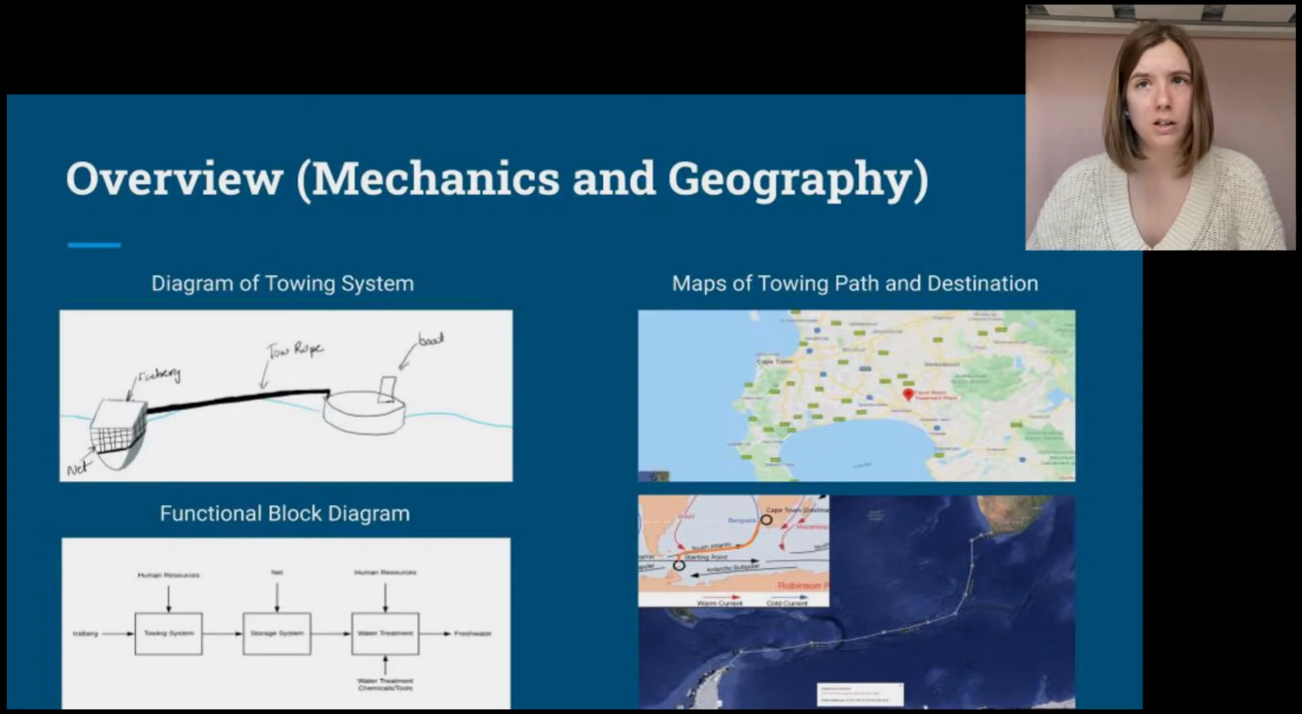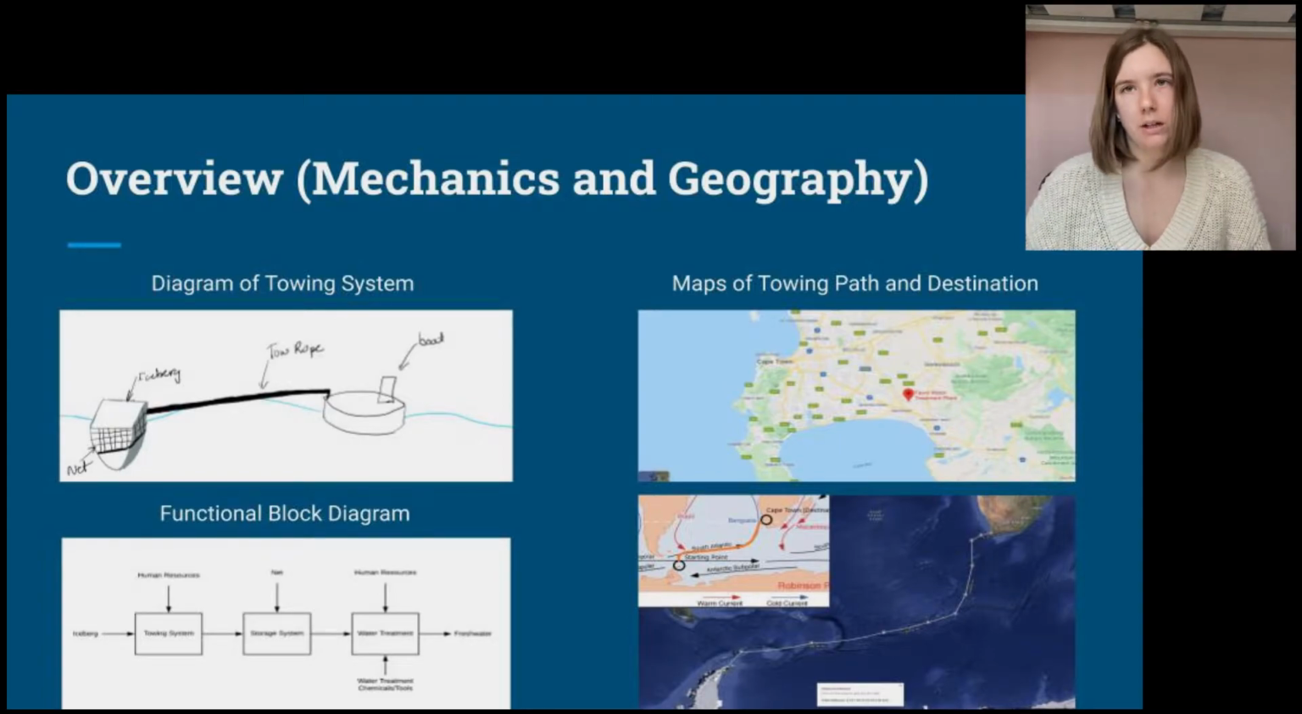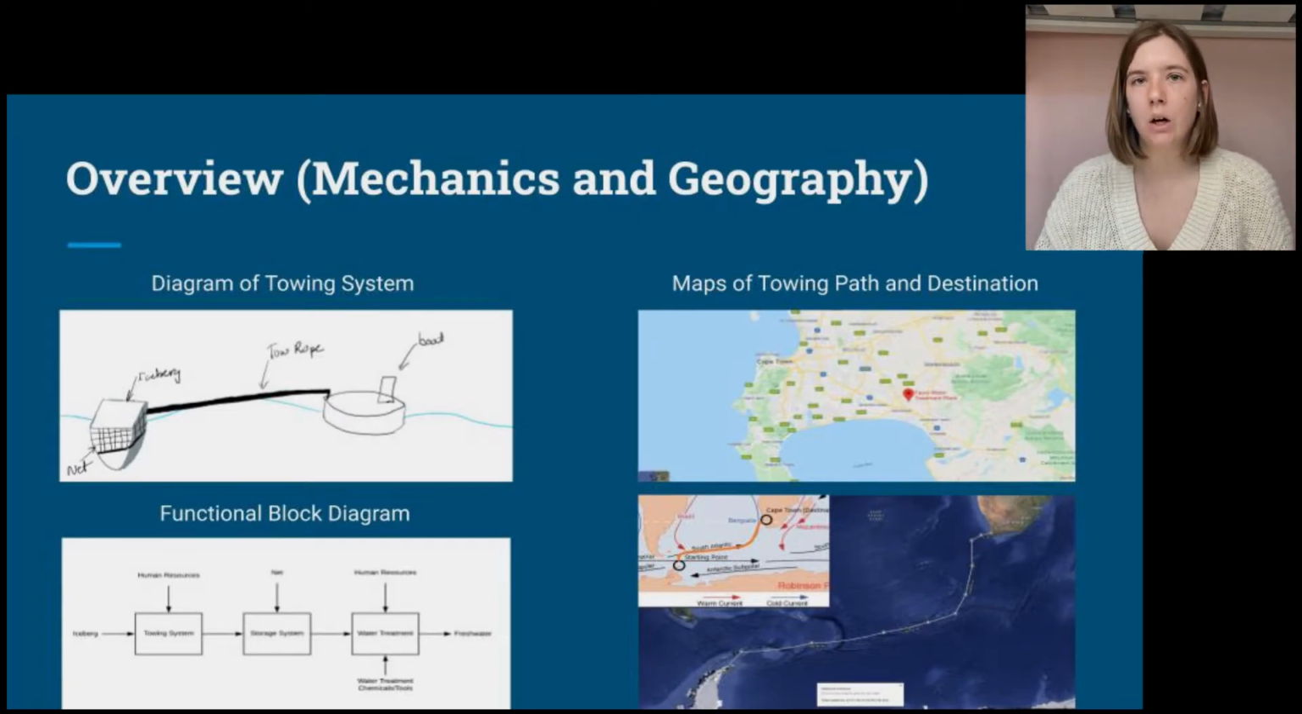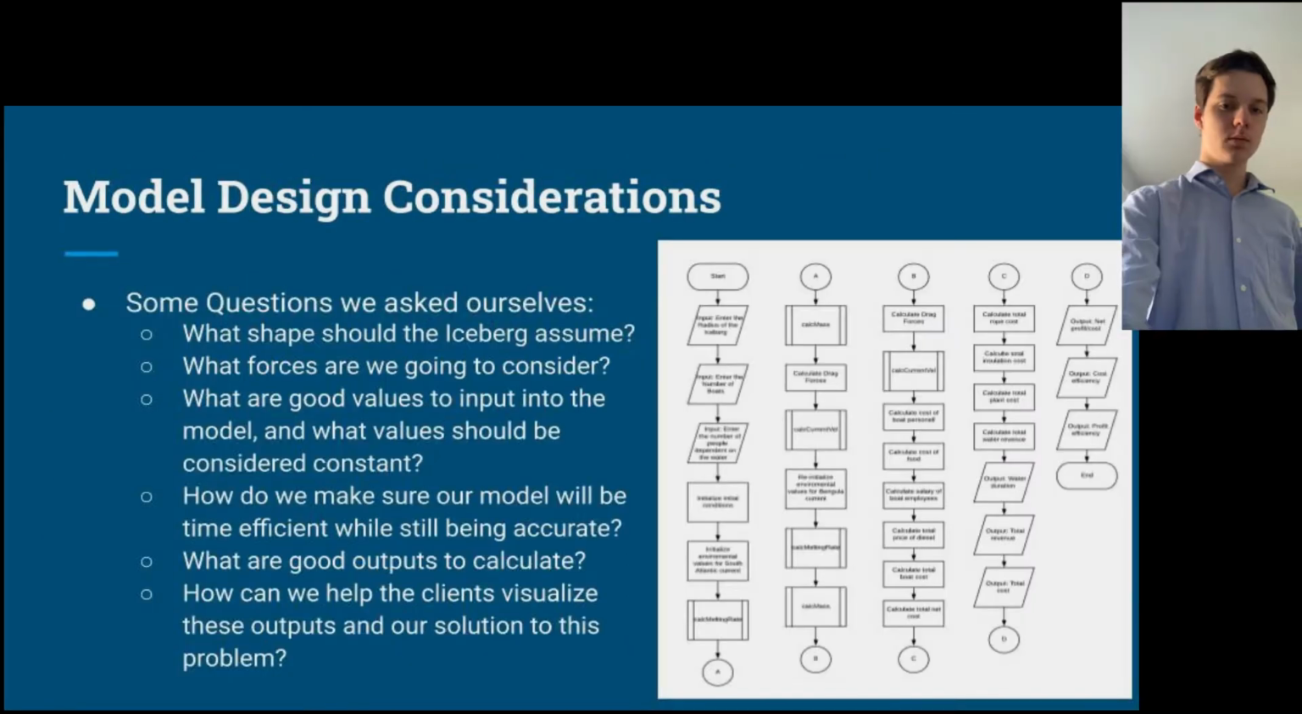Now that we knew where the iceberg was going, we had to figure out how it was going to get there. To solve this problem, we created a simple functional block diagram. The drawing above the functional block diagram is our solution to the towing system. We determined that using one or two boats, although only one is pictured, to pull an iceberg that had been surrounded by a flexible geotextile fabric on three sides was the best way to transport this iceberg.